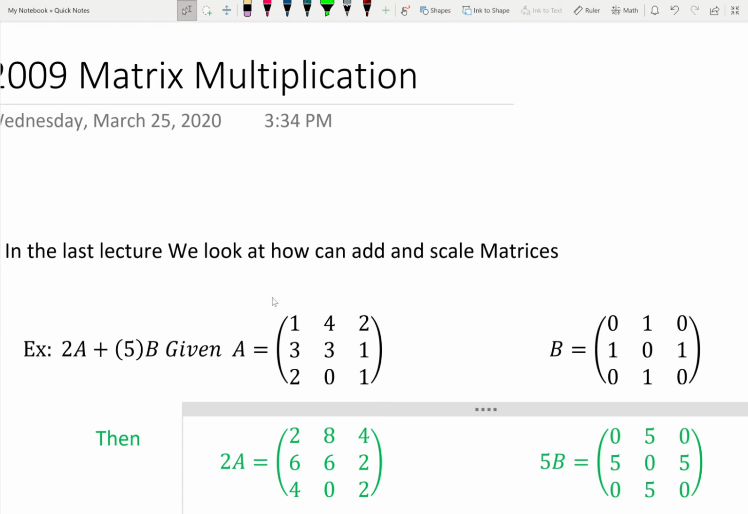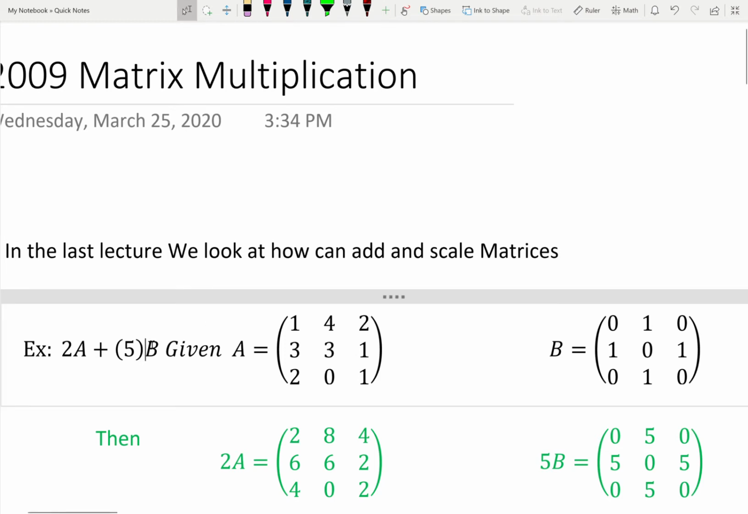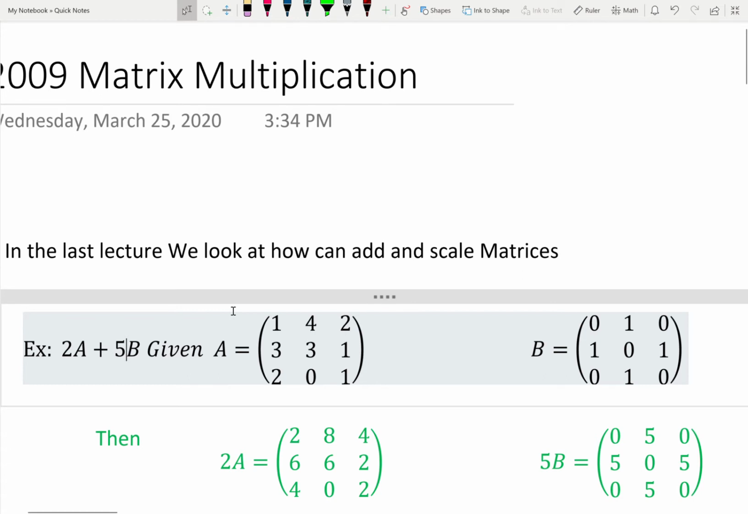Alright guys, in the last lecture we really introduced matrices and some operations we can do on them. So we looked at how to add two matrices if they were the same size and how to scale them if they were being multiplied by some scalar constant. So let's start off this lecture by reviewing a question that could have been taught in the last one.